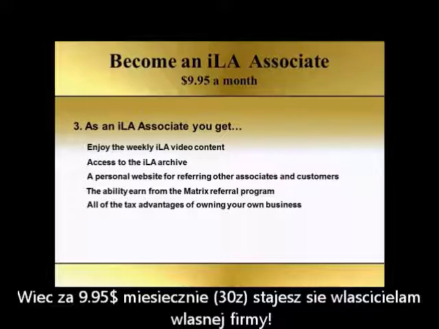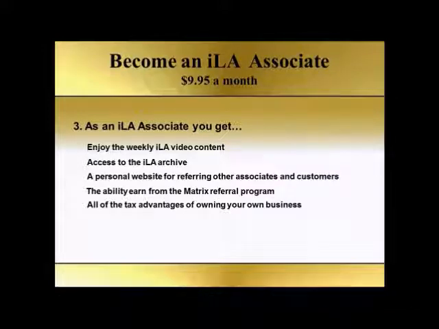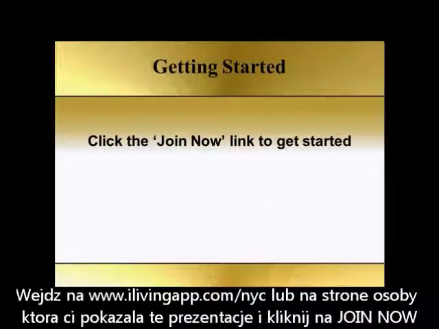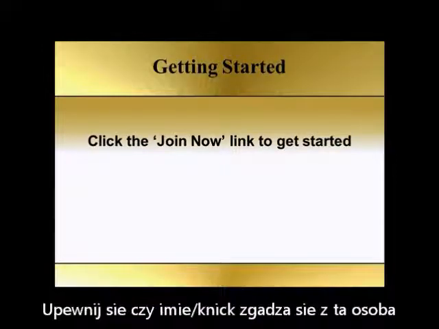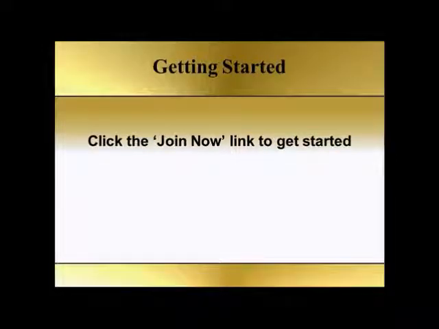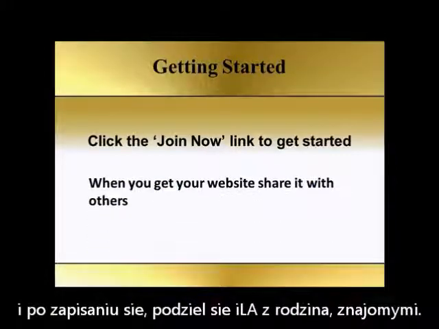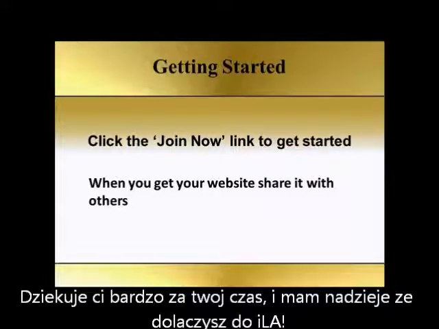As you're looking at these options, whichever one makes the most sense to you, it's really simple to get started. Simply click the join link to get started, and when you do that, I'll encourage you to look at the bottom of the page to make sure it's the name of the person that referred you to iLA. And then if you join as an associate, when you get your website, which will be right away, simply take that website and share it with someone that's close to you.